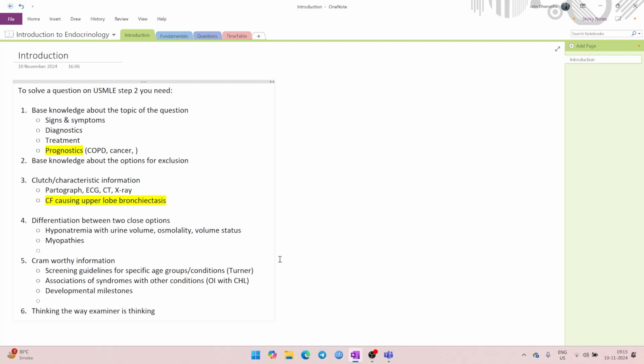Conditions like SIADH, cerebral salt wasting syndrome, and let's just say primary polydipsia can become very close. All of them present with hyponatremia, but the volume status is different, urinary osmolality is different, serum osmolality is different. That is how you have to differentiate. So you have to know that as well. In these two cases, we'll be making the differentiation based on either signs and symptoms or laboratory values.